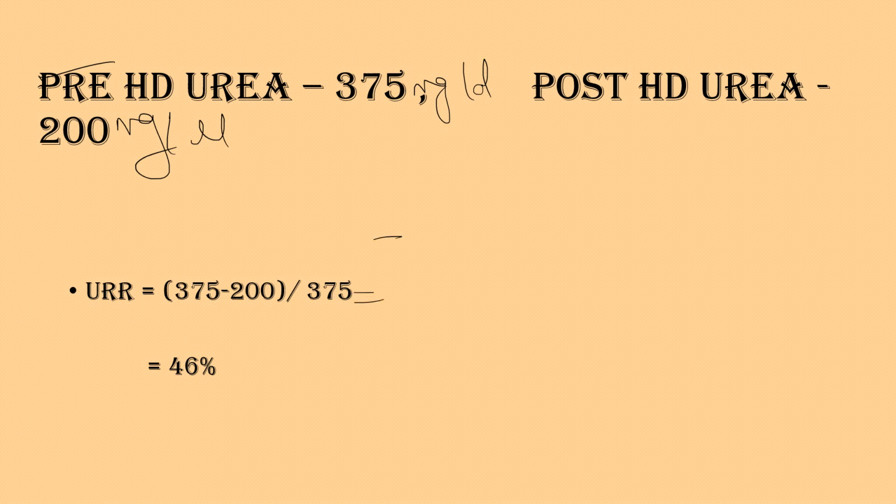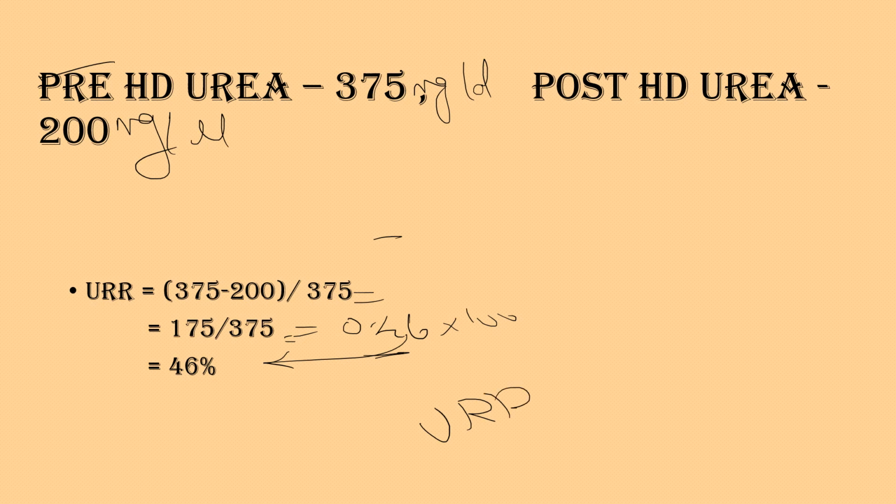If someone wants to know how it came, you put 175 divided by 375, it will come as 0.46 in fraction. If you want to put it as a percentage, multiply by 100, you will get 46%. So the URR is 46 percent for this dialysis. The urea reduction ratio, the clearance you can say, achieved is 46 percent with respect to urea.